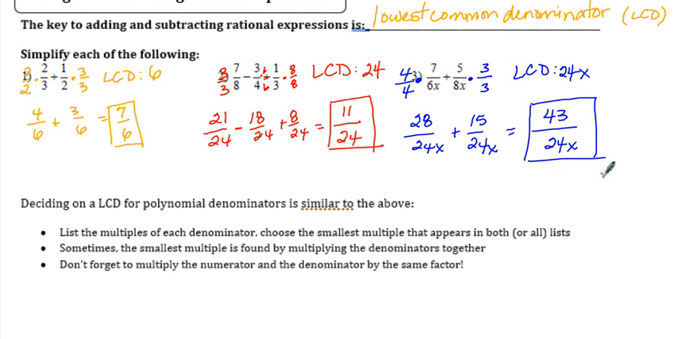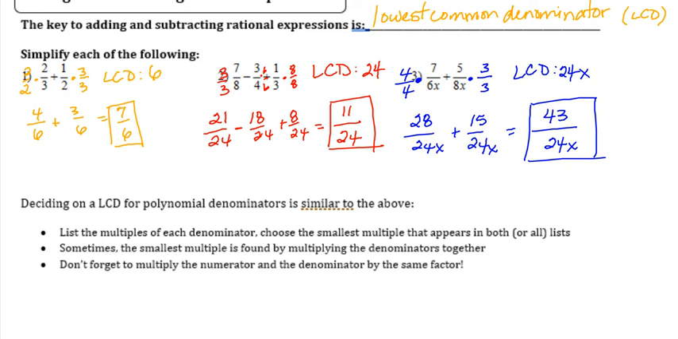Now, as we launch into more advanced topics here today, let's remind ourselves, deciding on a lowest common denominator for this is similar. We just have to remember, list all the multiples of each of the denominators, choose the smallest multiple that appears in all the lists. Sometimes that smallest multiple is found by literally just multiplying the denominators together if they don't have anything else in common. Don't forget, you need to multiply both the numerator and the denominator by that same factor. So whatever you came up with that denominator was missing, you have to multiply the top and the bottom by that. Okay?